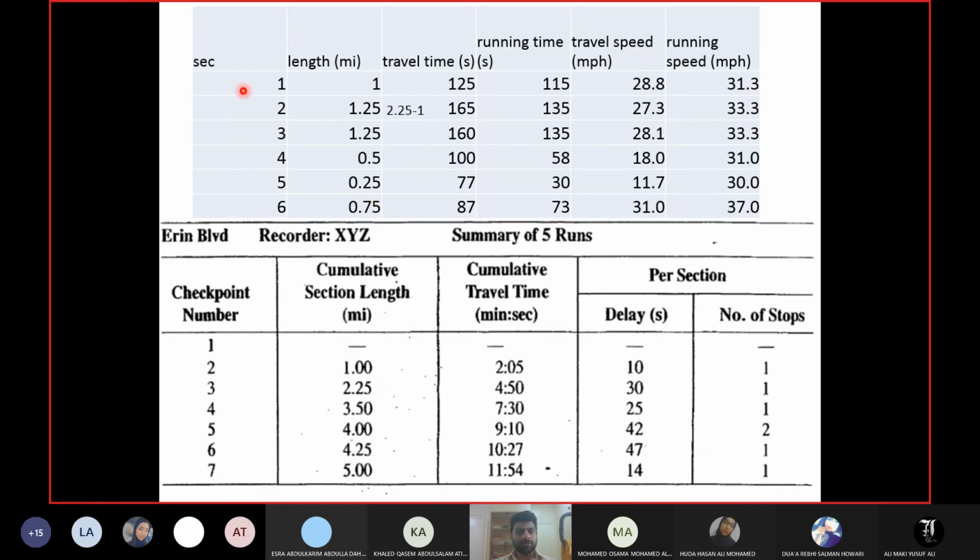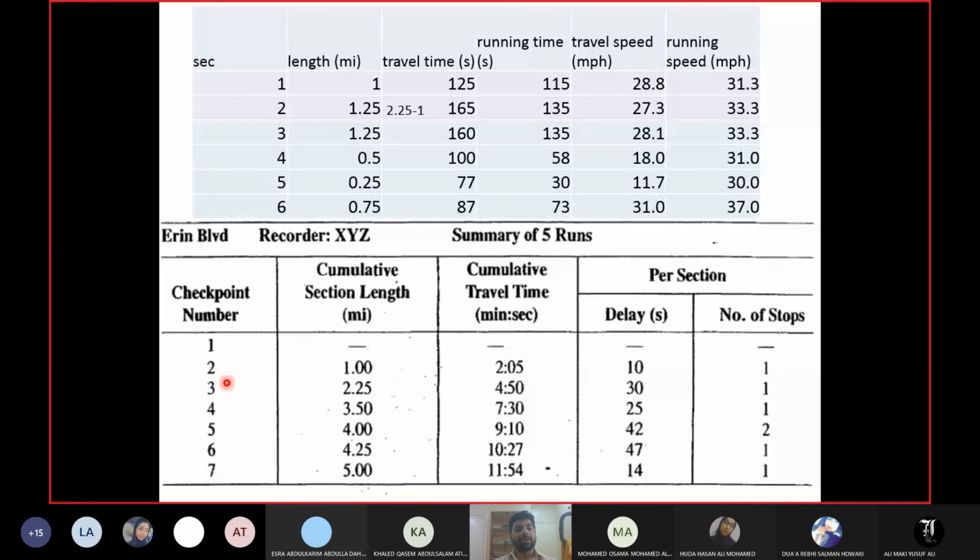Okay, now in the first column, I mentioned the section number. I had 7 points. So 7 points means how many sections? 6 sections, right? So I have 6 sections. Now section 1 is between 1 and 2, so its length is 1 mile. Okay. Section 2 is between 2 and 3.